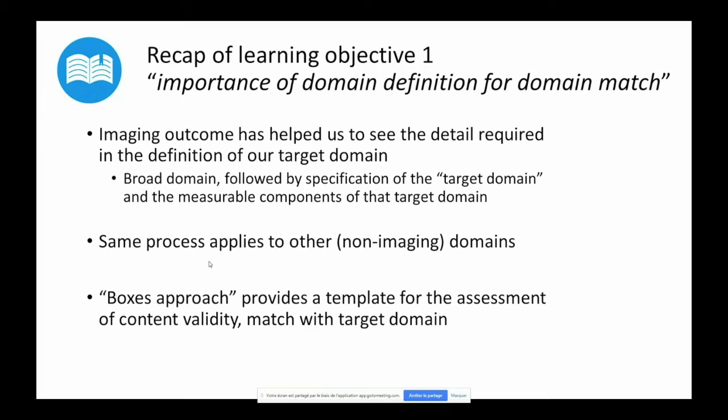So the broad domain is the big domain, the inflammation, followed by the specification of the target domain, for example, synovitis, and the measurable components of the target domain. We can use imaging, but we can use any other instrument for measuring this, because the same process applies to other non-imaging domains. And the boxes approach provides a template for the assessment of content validity, which means the match with the target domain.